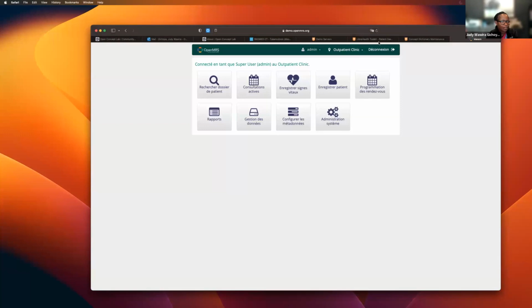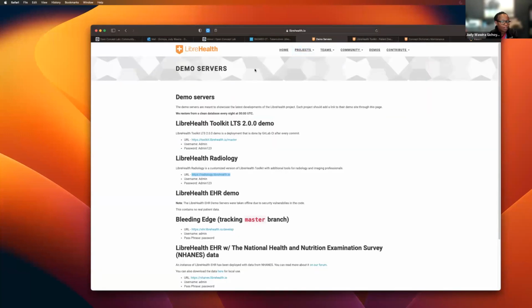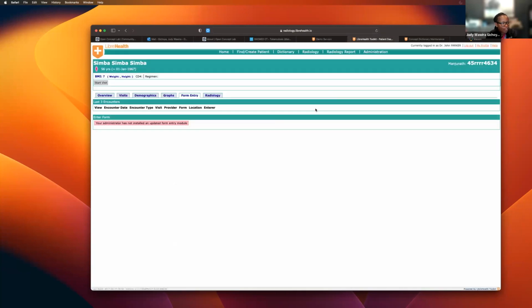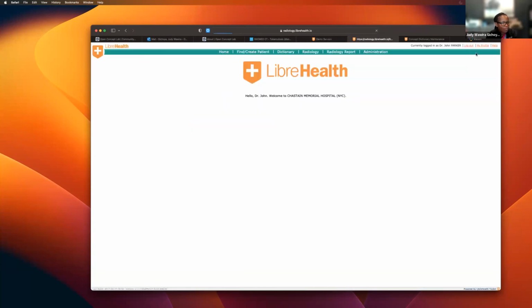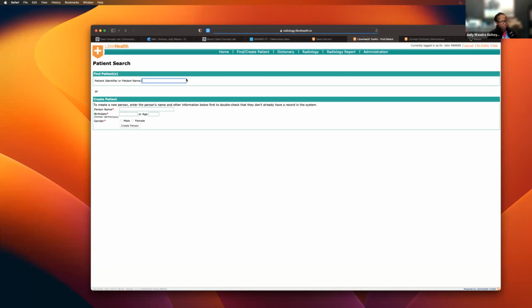So, okay, I showed you a very simple way of looking at it. Can you see my screen now? Yes, now we can see even your mouse. Okay. So here's just a flavor of a deployment of the same system, but with a very simple user interface. And I said you can start off by creating a patient here.